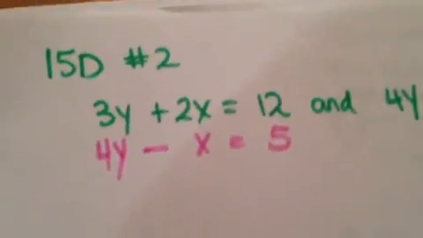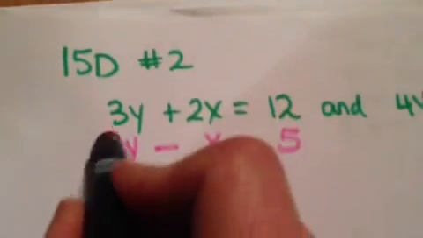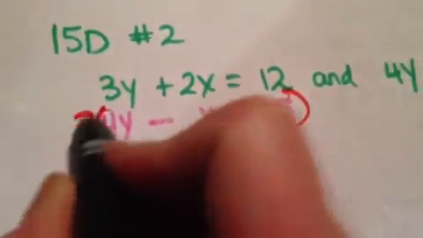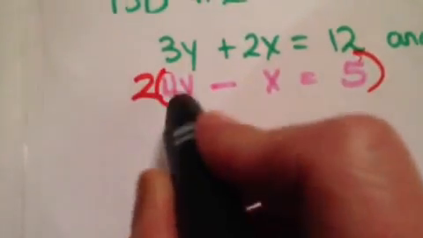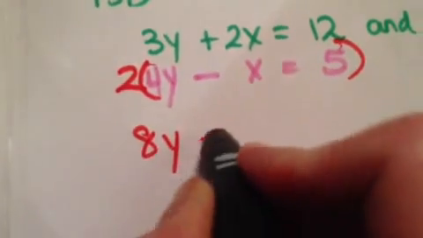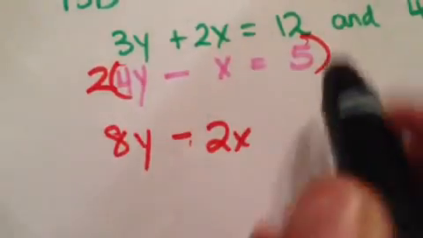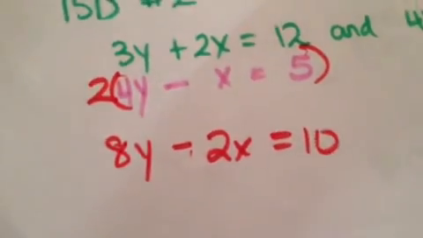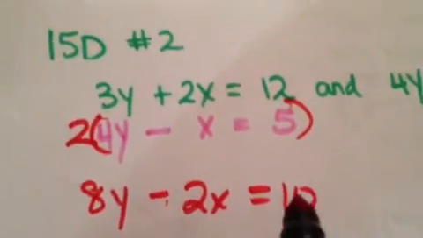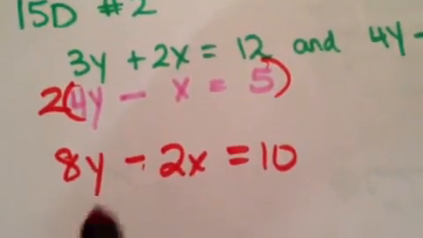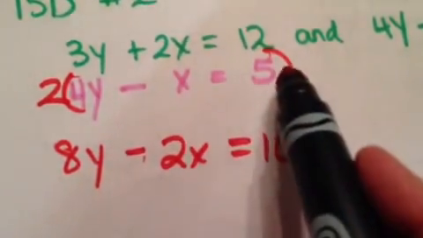So let me get a different color going here. I'm going to take this entire equation and multiply it by 2. Because 2 times 4y gives me 8y. 2 times x is 2x. 2 times 5 is 10. So you can do anything you want to any of these equations as long as you do the same thing to everything in that equation.